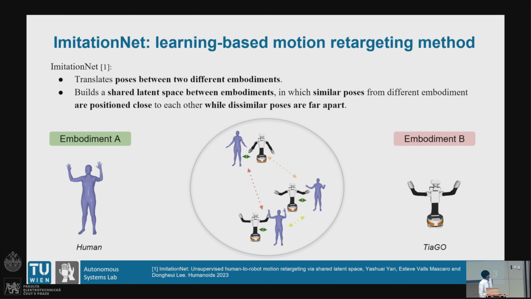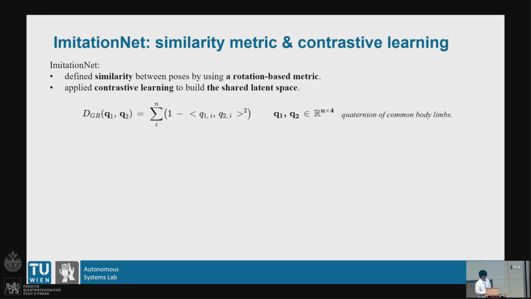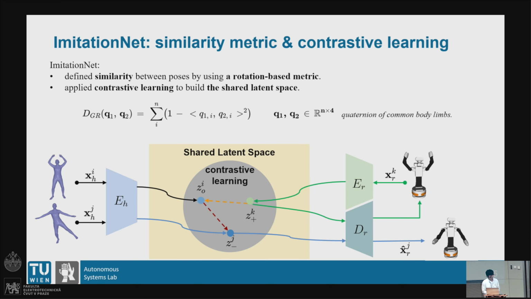I will quickly talk about this method. It's a learning-based method for motion retargeting. It translates poses from a human pose to a robot pose, and it learns a shared latent space between different embodiments, in which similar poses are placed closer, and dissimilar poses are far away. And this method, like I mentioned in the motivation, is based on a similarity metric. It defines a rotation-based similarity metric, just measuring the body limbs, to calculate a similarity score between two poses, no matter from human or robot.